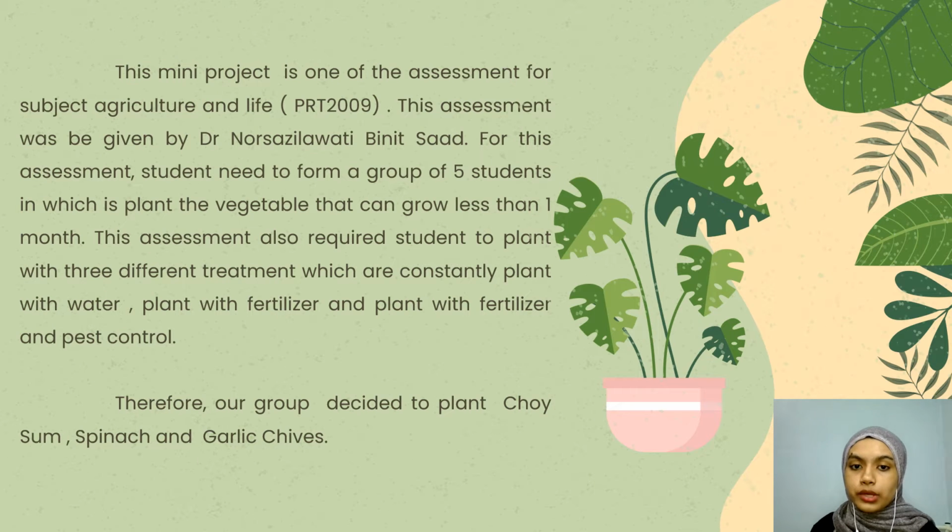This project is one of the assessments of the subject Agriculture and Life. This assessment also requires students to plant with 3 different treatments, which are plant with water constantly, plant with fertilizer, and plant with fertilizer and pest control. Therefore, our group decided to plant choy sum, spinach, and garlic chief.